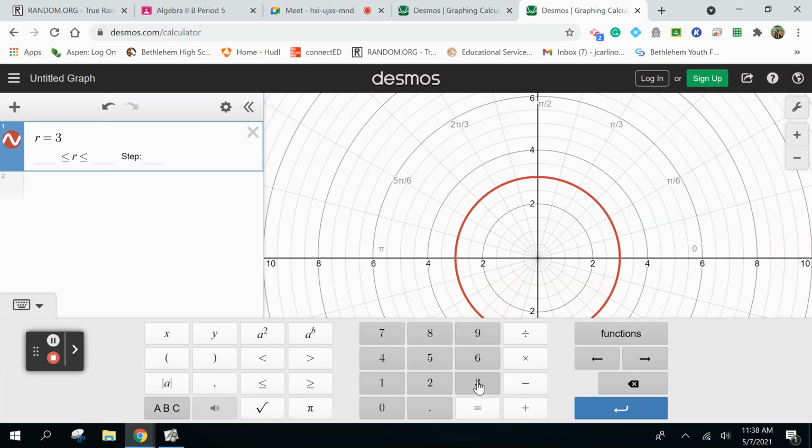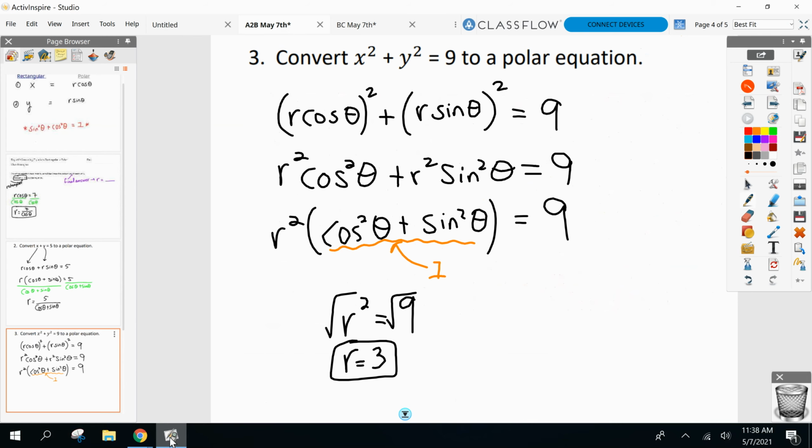Any questions from you guys at home? Because this isn't even the top of the mountain yet. Any issues with what we just did? Substitute. I factored out an r squared, and then if you see cosine squared plus sine squared, put a 1 in there instead. You ready for the last one?